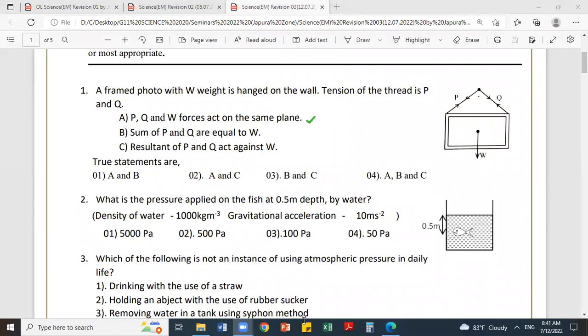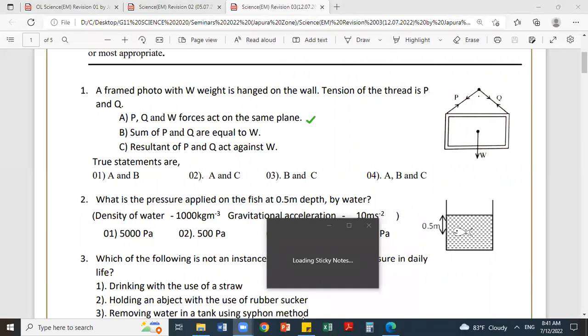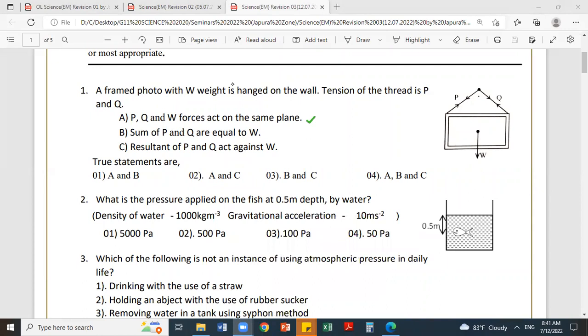For the second statement B, you have to be very careful, because what matters here is whether the forces are parallel or non-parallel. Here the inclined forces are not parallel to each other. Only if P and Q are parallel can you take this second statement as correct. Therefore the second statement is wrong because of the word sum. If this was resultant, then it would be correct. So how do we correct this statement? The resultant of P and Q.